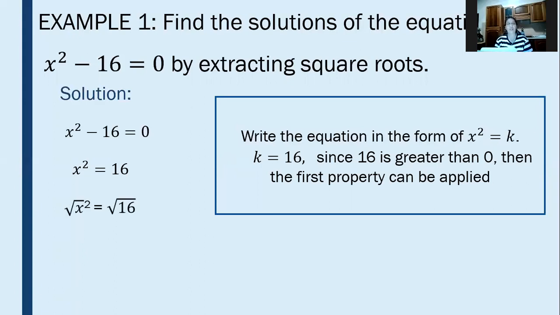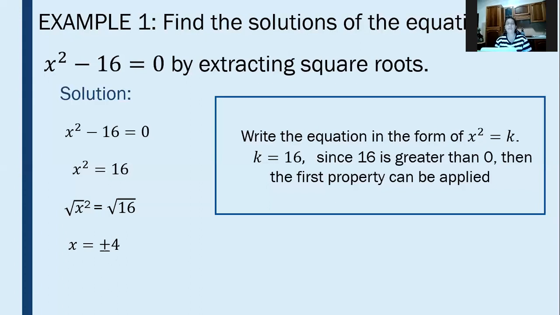Extracting the square root, square both sides of the equation. If we extract the square root, then the square root of x squared, which is a perfect square, is x, and the square root of 16 is positive and negative 4.